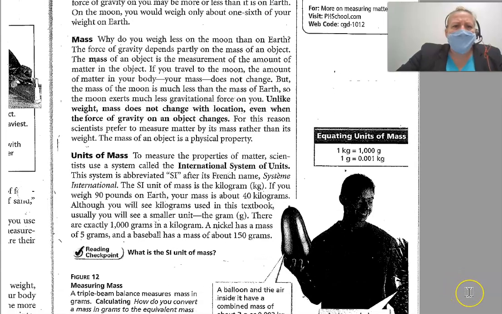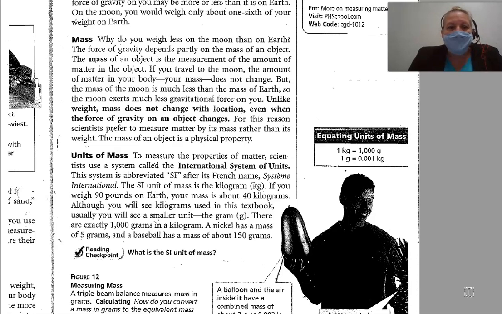Mass. Why do you weigh less on the moon than on Earth? The force of gravity depends partially on the mass of the object. The mass of an object is a measurement of the amount of matter in the object. If you travel to the moon, the amount of matter in your body, your mass, does not change.